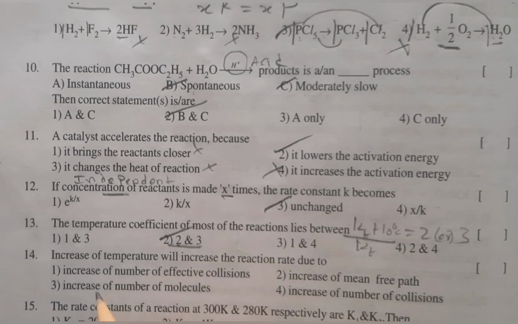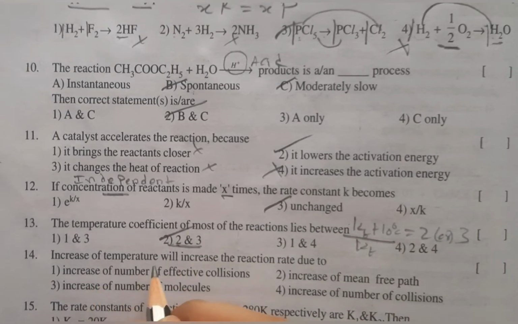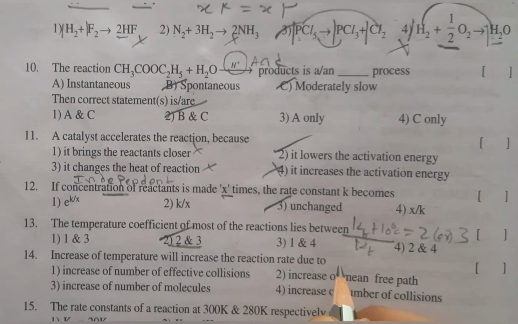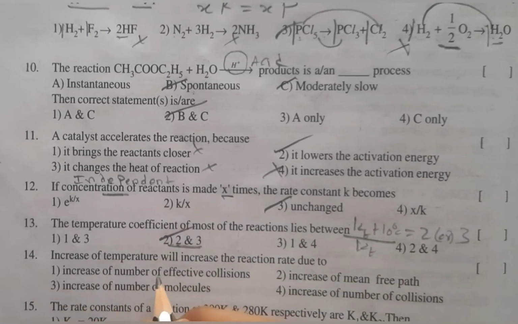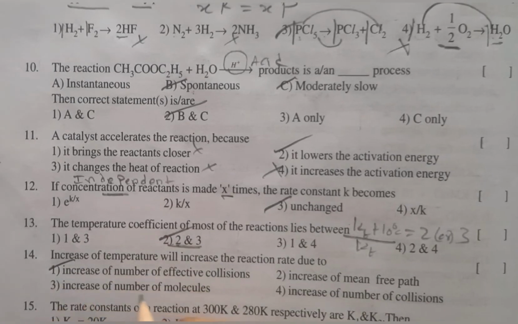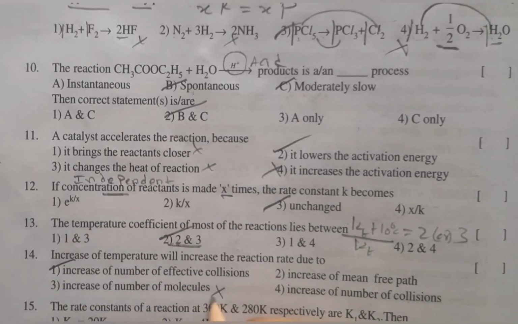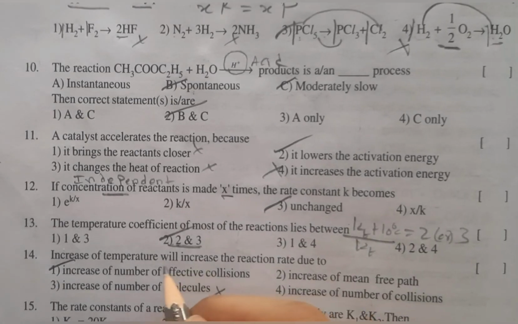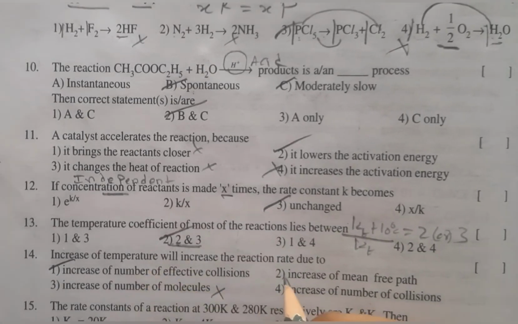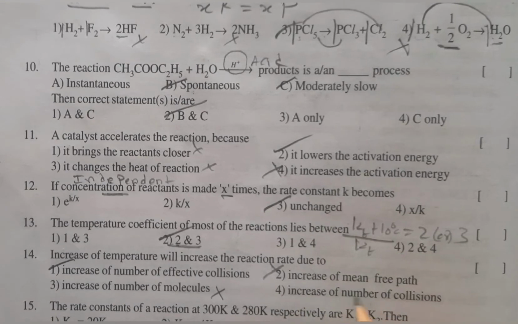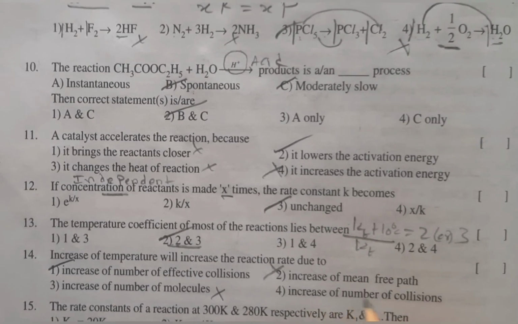It's a correct option. The increase in temperature will increase the reaction rate due to increase in number of effective collisions. Yes, correct option. Increase in the number of molecules? No, we are not adding any reactant here. We are just increasing the temperature. So it increases the mean free path? No, we are not diluting this one. And the fourth one may be correct: increase in the number of collisions.